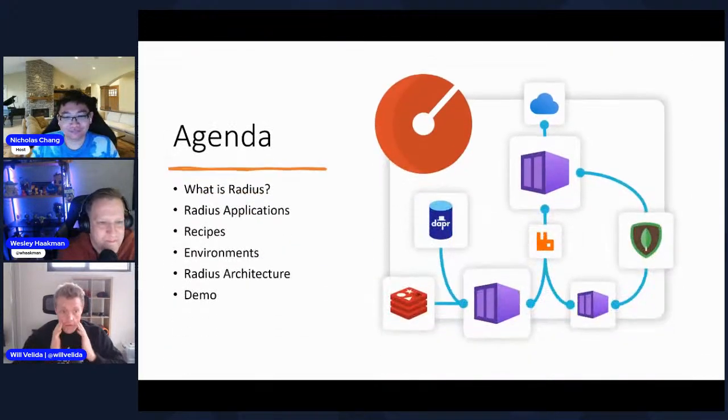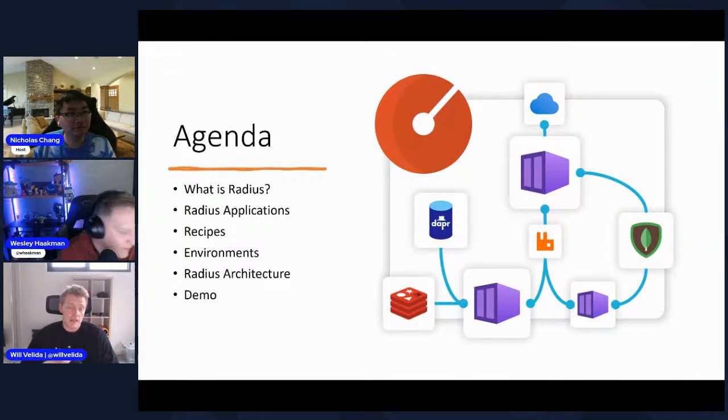Cool. So today we're going to take a real gentle introduction into what Radius is and cover some of the key concepts. So what applications are, what recipes are, what environments are, and what all that means in the context of Radius. Then we'll do a little bit of a deep dive into the Radius architecture. So kind of take off the covers a little bit and see what's inside for the Radius API and how the architecture works. And then we'll jump into a very basic demo where we'll actually build a Radius application from scratch.